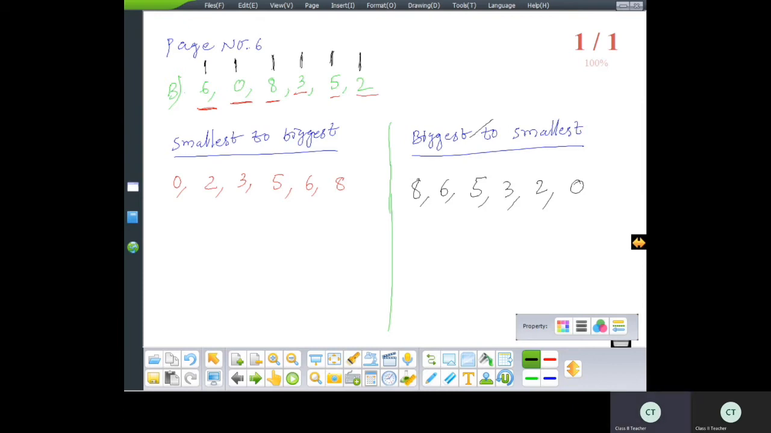Okay, students? Now you will try some questions, that is page number 6, C and D. See from the page number. Now, 10th question. Page number 6, 10th. Observe the given set of numbers. Write the smallest, biggest. Look at the example. By using this example, we will solve the remaining problems.